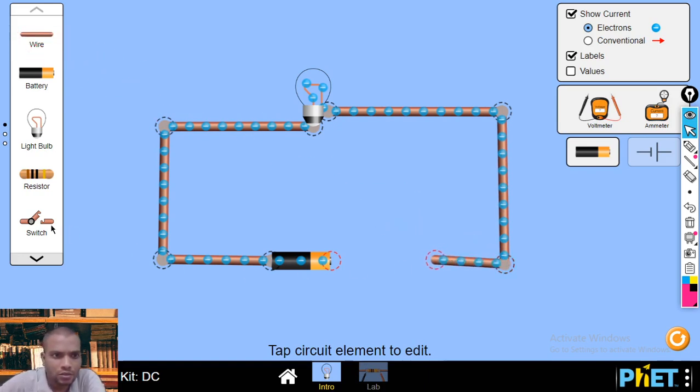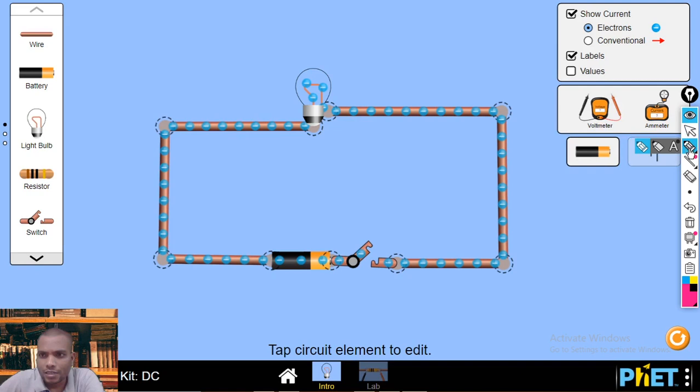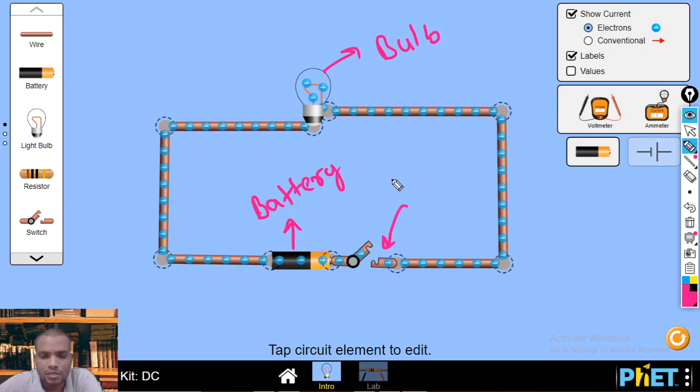Now here I would like to introduce a switch also, so that we can understand. Now my circuit connection is complete. This is the bulb and this is the source, I can call it a battery, and this thing is the switch, and the rest of the things I connected with wires.